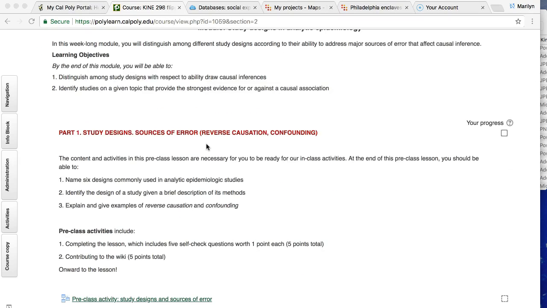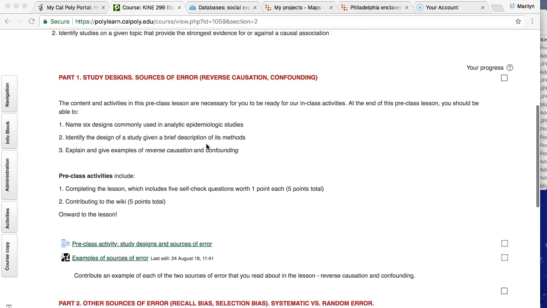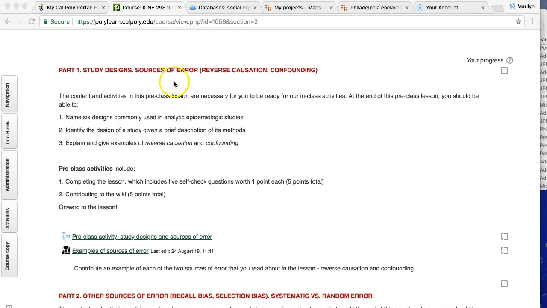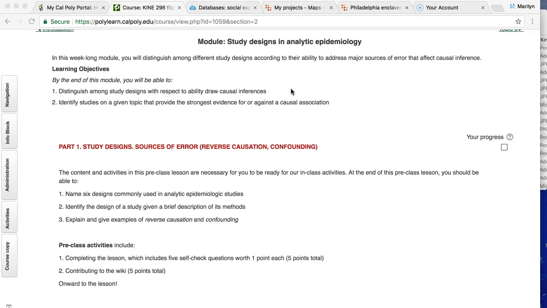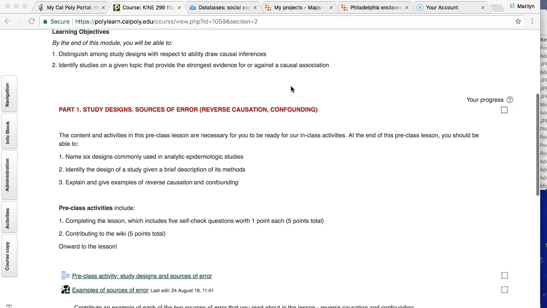The one day of this module that I decided to flip is the first one, study designs and sources of error, two specific sources of error, reverse causation and confounding. Initially, I wasn't sure how long this entire module would take, and I decided that it would take a week. So I'm going to focus on just this part 1, but I'll also really quickly go over my thoughts for parts 2 and 3, which would be the rest of the week.